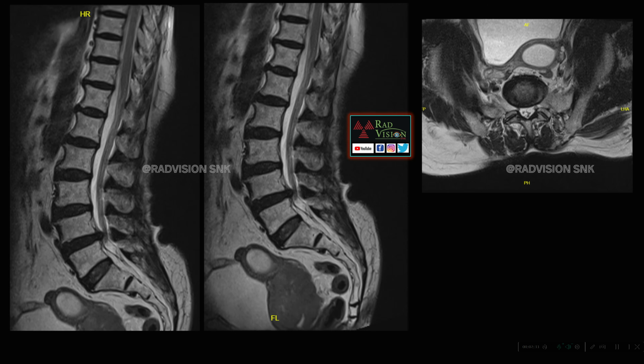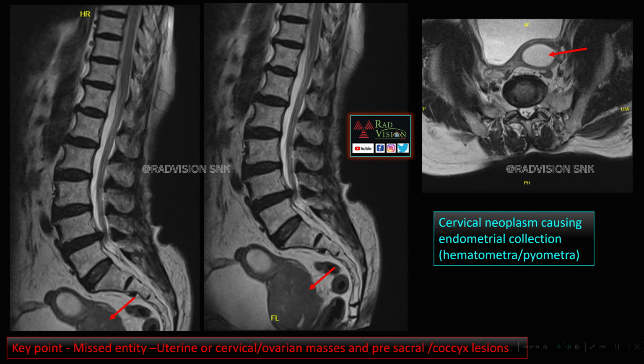Next, this is a case of back pain. The patient presented with back pain, there were degenerative changes in the spine, but when you see carefully, there is an iso to hyperintense mass lesion noted in the cervix with endometrial collection. And when you take sections further down, clearly you can see the large cervical mass causing cervical stenosis, and even there is endometrial collection. So this was a case of cervical neoplasm causing endometrial collection, that is hematometra or pyometra.